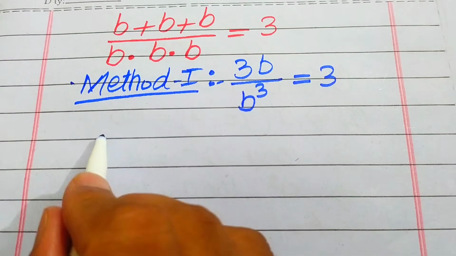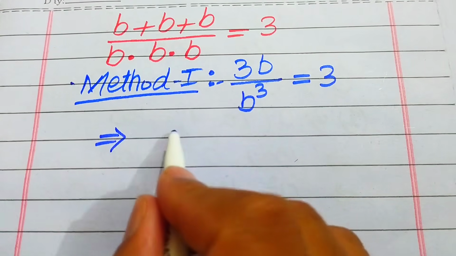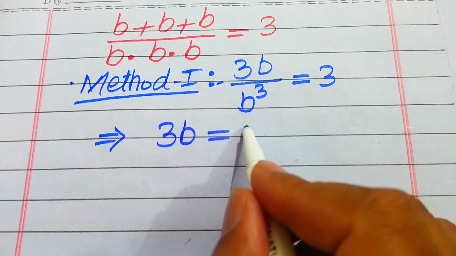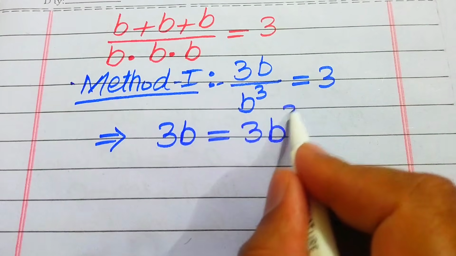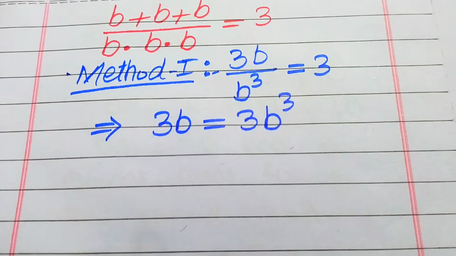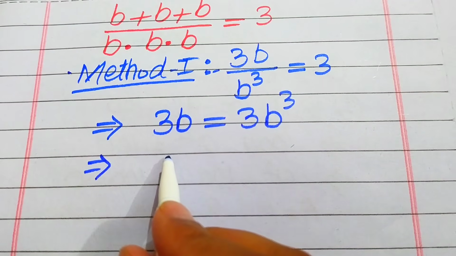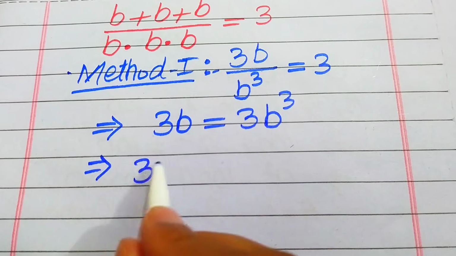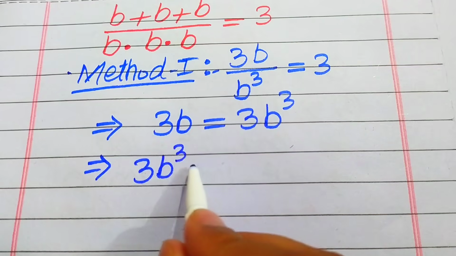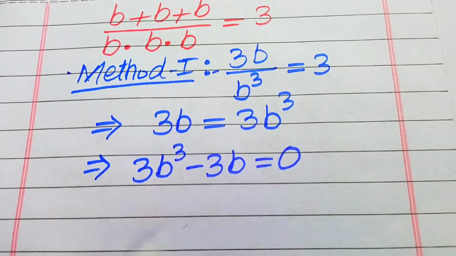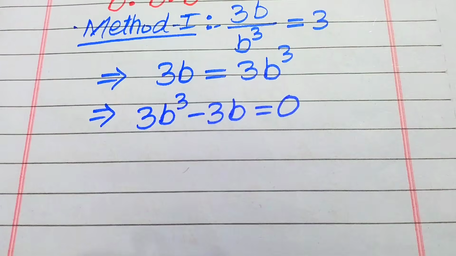And further in the next step, we move the term b cubed from the left hand side to the right hand side, and we obtain 3b equals 3 times b cubed. And further in the next step, we move the term 3b from the left hand side to the right hand side, and it becomes 3b cubed minus 3b, and this whole equation equals 0.